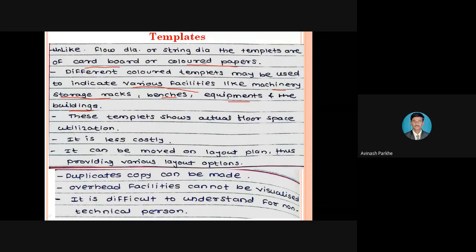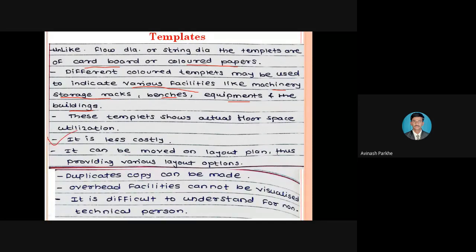If I have to indicate the floors of each and every unit, maybe the manufacturing unit, inspection unit, R&D unit, packaging unit, then some raw material unit. Whatever number of sections are present, all those sections are also represented by using such templates, or as they are called, colored papers. Therefore, it has one major advantage: it is less costly.